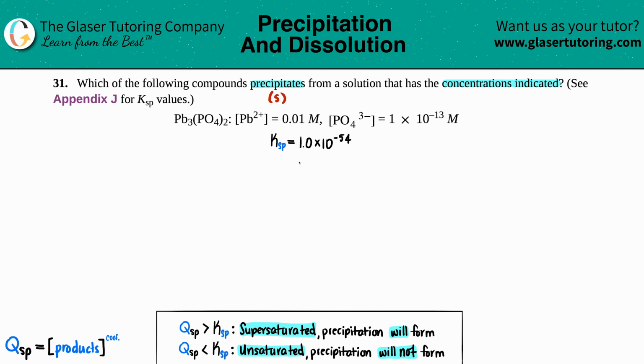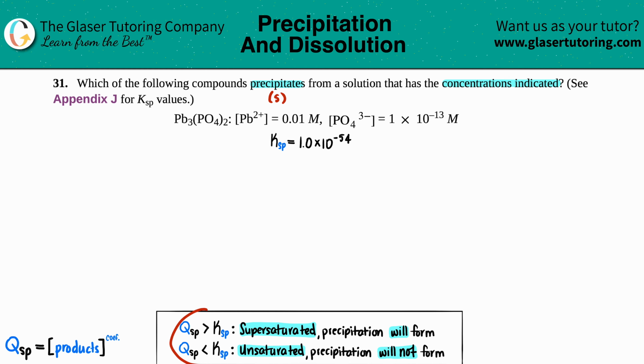Well, the only way to figure this out is if we have a Qsp value from the values that they gave us, and we just compare it with the known Ksp. So that's why we had to go to the back of the textbook to find the Ksp value, which I did for you guys. The Ksp of lead(II) phosphate is 1 times 10 to the negative 54th.